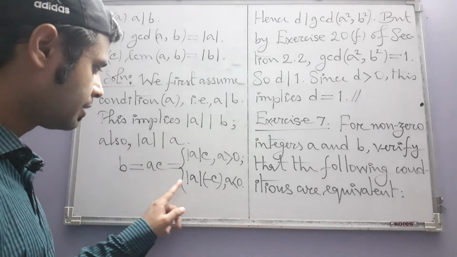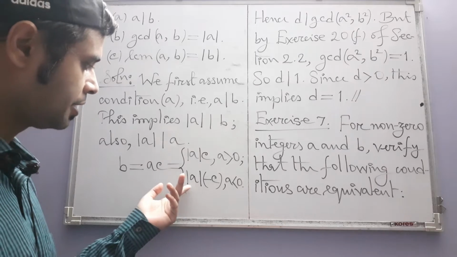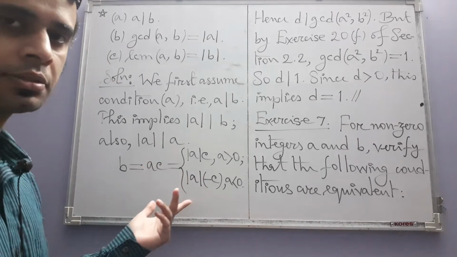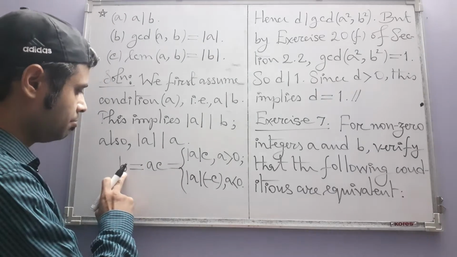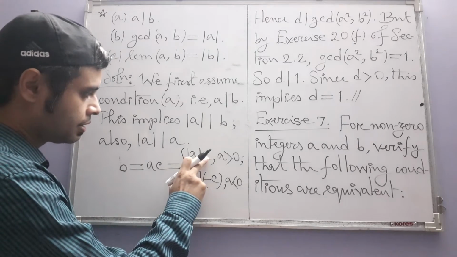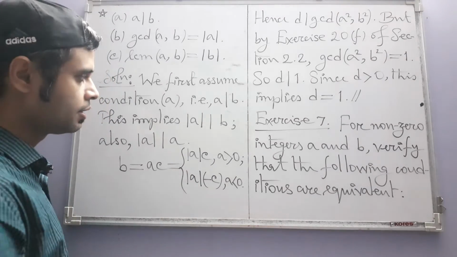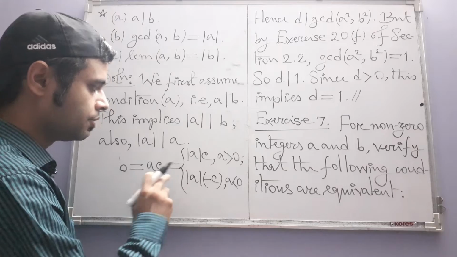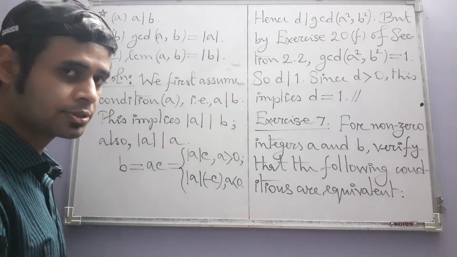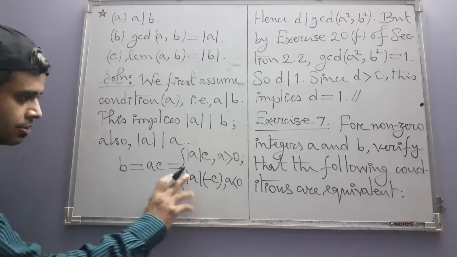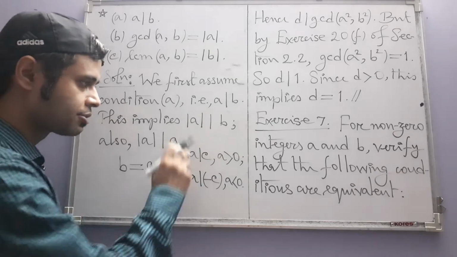When a is negative, the absolute value of a will be minus a by definition. That minus a and minus c would give us ac. So we see that in any case, b is an integer multiple of the absolute value of a. Now because our a is non-zero, the absolute value of a is also a non-zero integer. In fact, it's a positive integer. So this tells us that in any case, the absolute value of a also divides b.